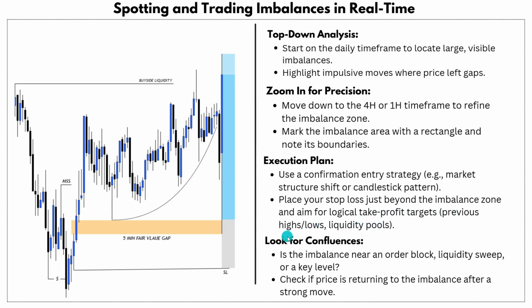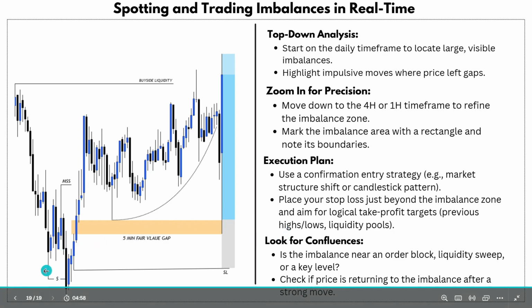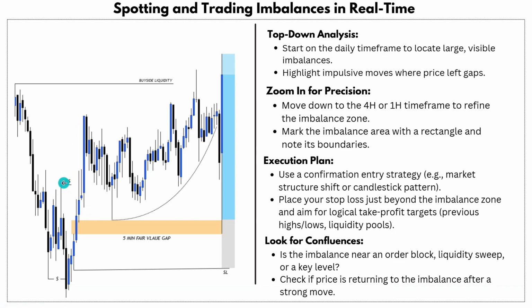Then we look for confluences, such as is the key imbalance near an order block or a liquidity sweep or a key level. Then we check if price is returning to the imbalance after a strong move. As we can see here, price went down lower and gave us a liquidity sweep of these prior old lows and then rallied higher sharply and gave us a market structure shift of these old highs. Then price left us this fair value gap right here, this imbalance, and right above this imbalance, price built all these internal range liquidity lows right here.